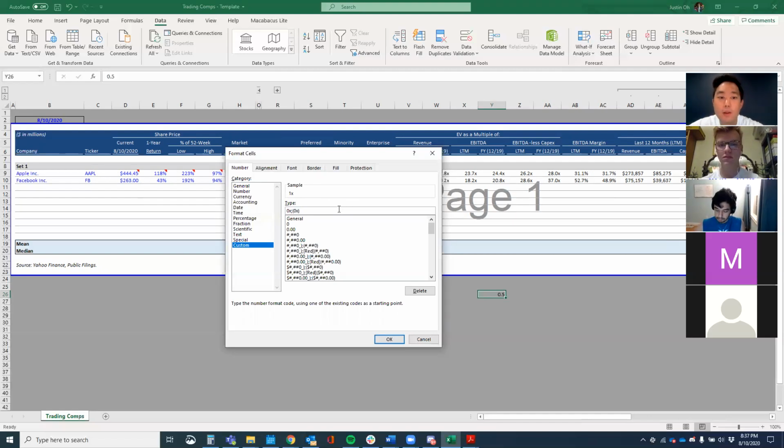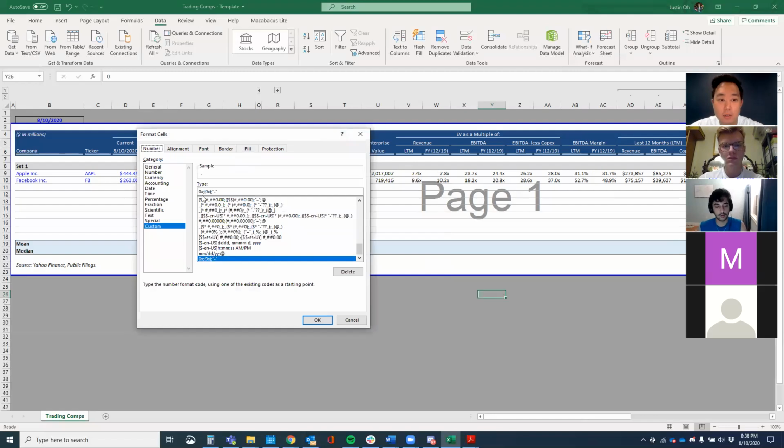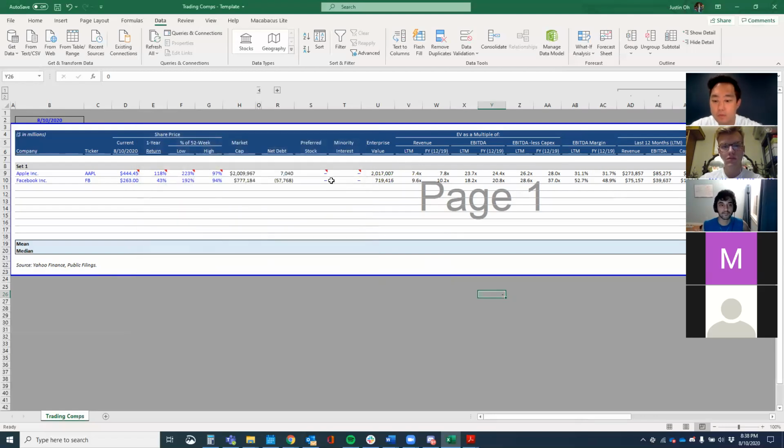So the semicolon means the first part is the format when it's a positive number, the second part is the format if it's a negative number, and the third is the format if it's zero. So here: positive, negative, zero. And if I want a decimal, I have to go in here because there's no native format for it. Positive, negative, zero. Cool.